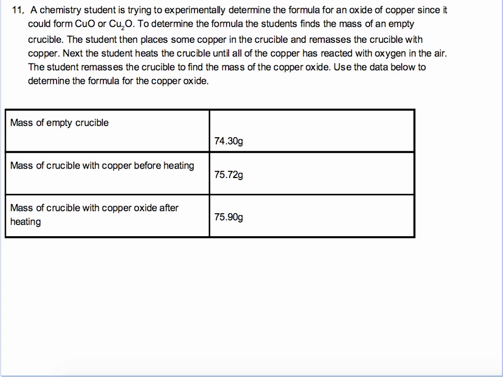To get the mass of the copper, they have the crucible with copper, and then they have the empty crucible. If you subtract 75.72 minus 74.30, you end up getting the mass of the copper, and it's 1.42 grams. All right, so we know that the student is starting off with 1.42 grams copper.